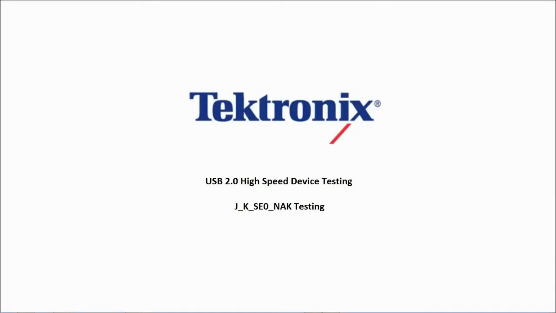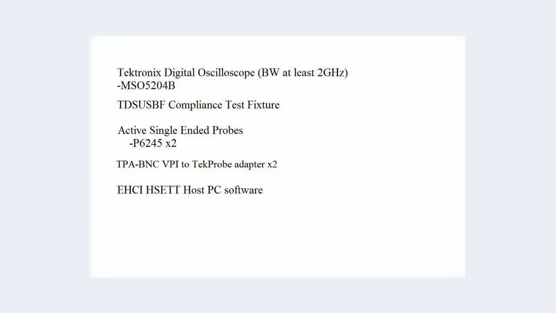Hello. In this video we will be covering how to perform the J, K, SE0 and NAK portion of compliance testing for USB 2.0 devices. For this test we will be using the MSO5204B oscilloscope that we've been using in the past videos in this series, as well as two P6245 active single-ended probes and the USB high-speed electrical test tool from USB.org. This test measures DC voltage values, so it is also acceptable to use a digital voltmeter or multimeter.